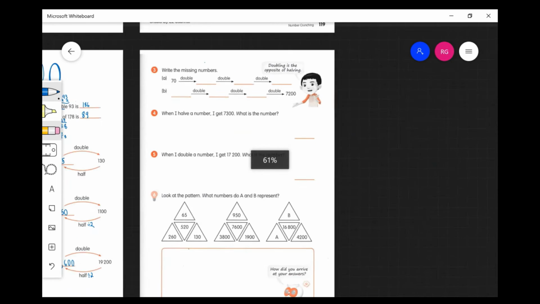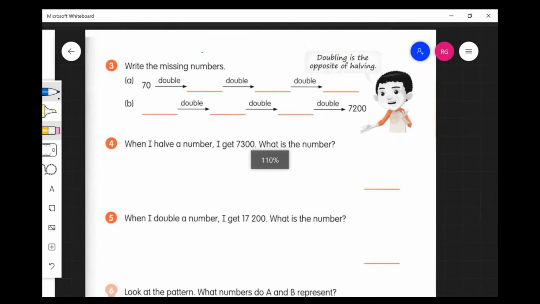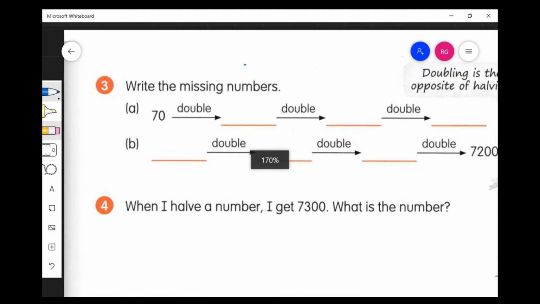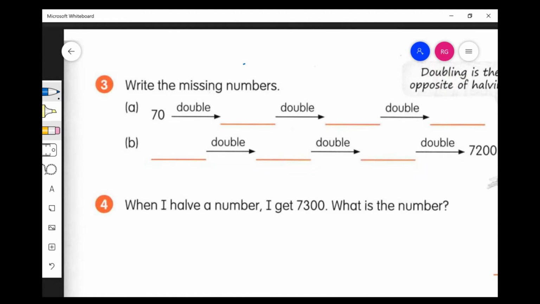Okay, next we're here on page 121. So let's make sure we have our workbooks out. It says here to write the missing numbers on part A, and it starts with the number 70, and we are to double it. And you can think times 2. So 70 times 2 we know is 140, and we're going to double this again, and that equals 280.